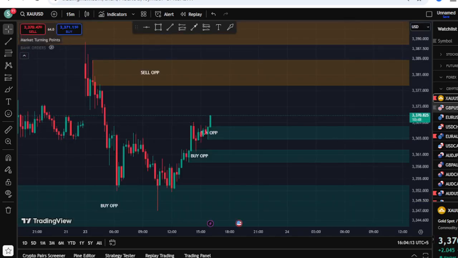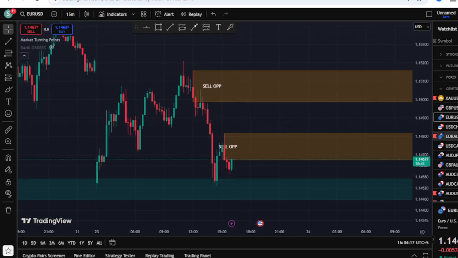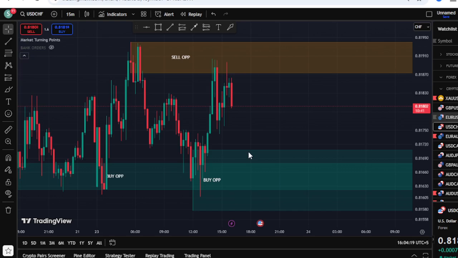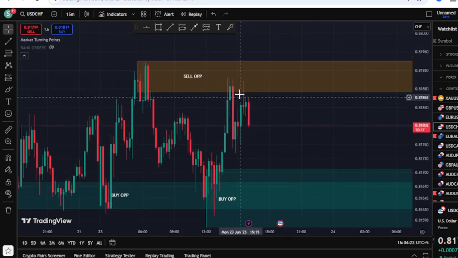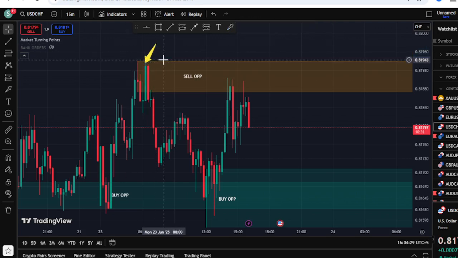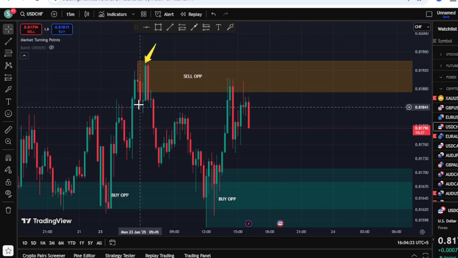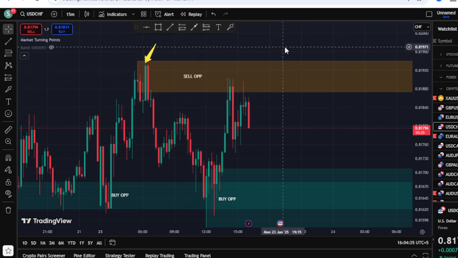So guys, this indicator is called the market turning points indicator that you can see on the screen. And the good thing about this indicator is that it is a real time indicator. Now, for example, this is the level right now. It looks like a static level for you, but actually, when the price was here, this level was created on the rejection of this candle or this candle. So basically, it works in real time.